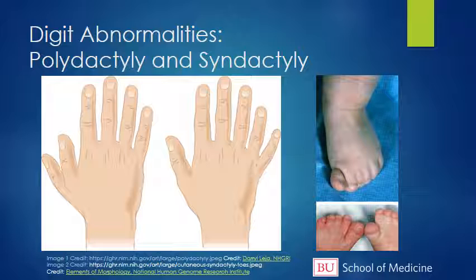We continue the newborn musculoskeletal exam by moving farther down the extremities and examining the digits. And the next abnormality we look at is digit abnormalities, which can present as polydactyly, or extra digits, or syndactyly, which is the fusion of digits. And here we see a demonstration of extra digits, and here we can see fusion of the toes.